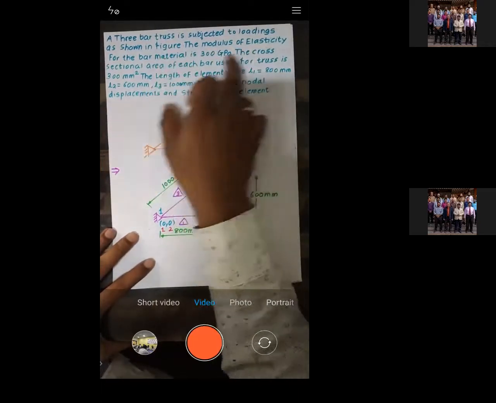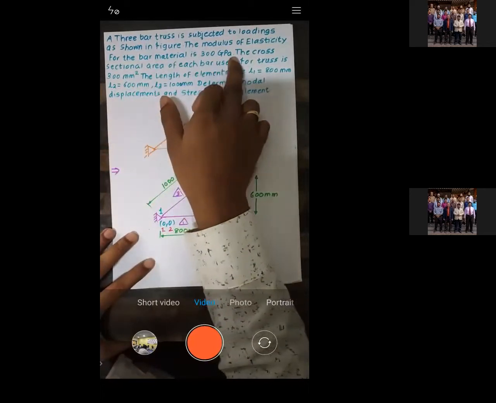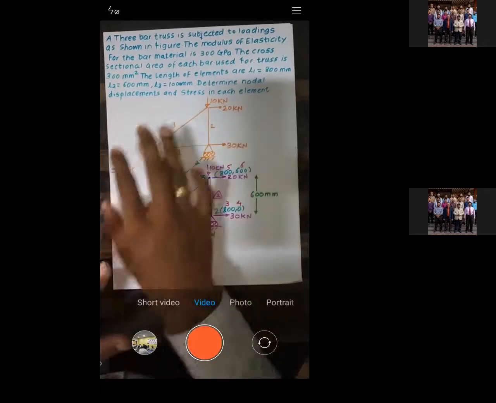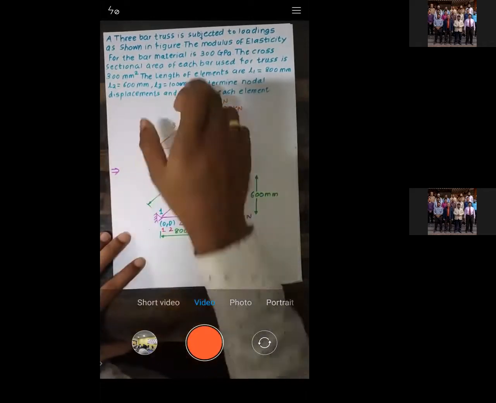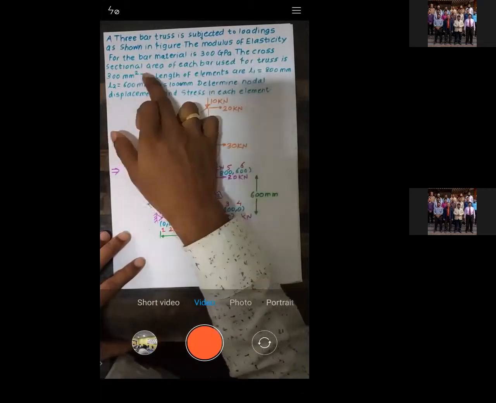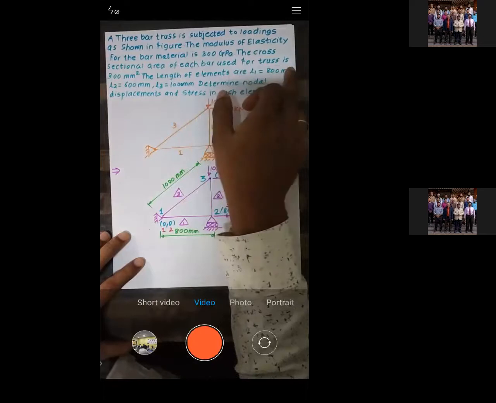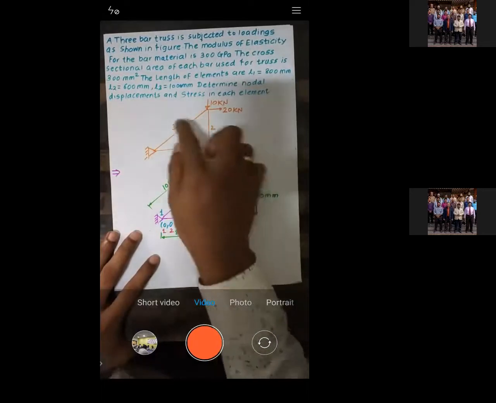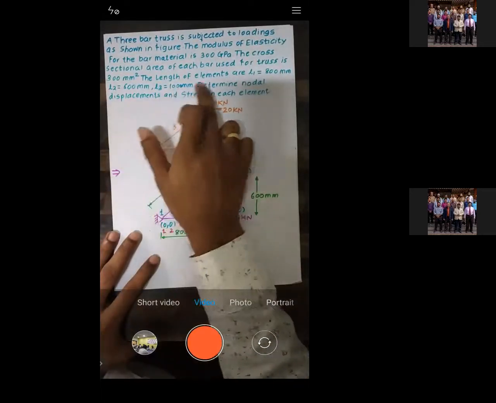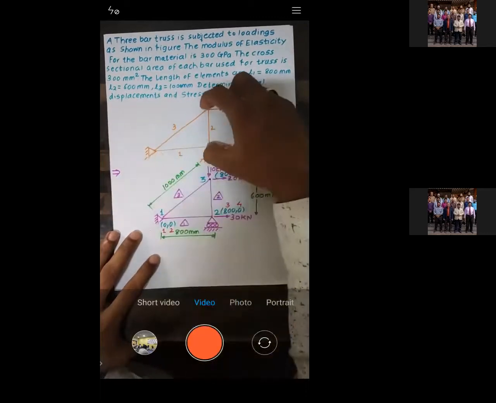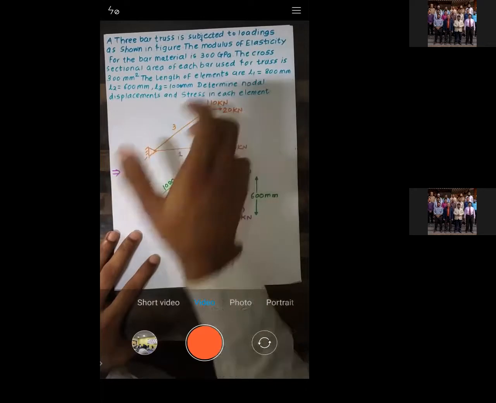The modulus of elasticity for the bar material is 300 gigapascal. Whether you consider this bar, this bar or this bar, these 3 bars are made up of a material with E as 300 gigapascal. The cross-section area of every member of the truss is 300 mm square. The lengths of the elements are L1 equal to 800, 600 for this one, and 1000 mm for this one. It is given as well.